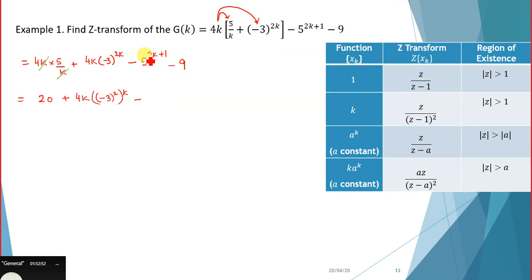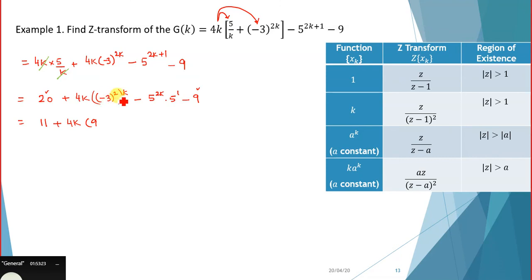Minus, again we need to split up this term. 5 power 2k times 5 power 1, minus 9. Still we didn't apply the operator. First we are converting the term into the form so that we can apply the transform operator. Now 20 minus 9, we can write it as 11. We can combine the first and last term. Plus 4k times minus 3 power 2. 3 times 3 gives you 9.